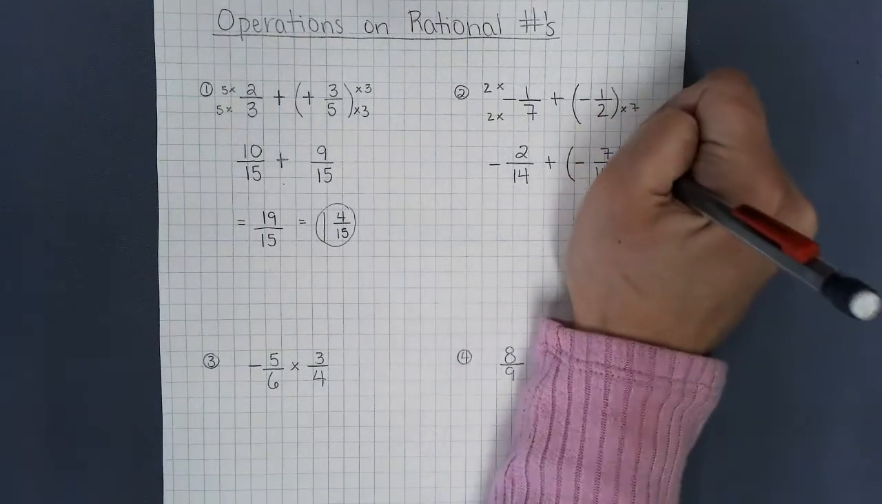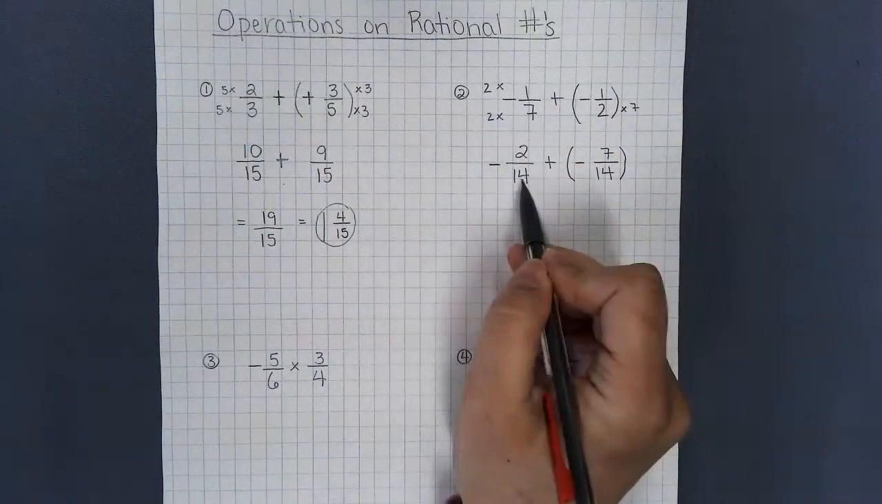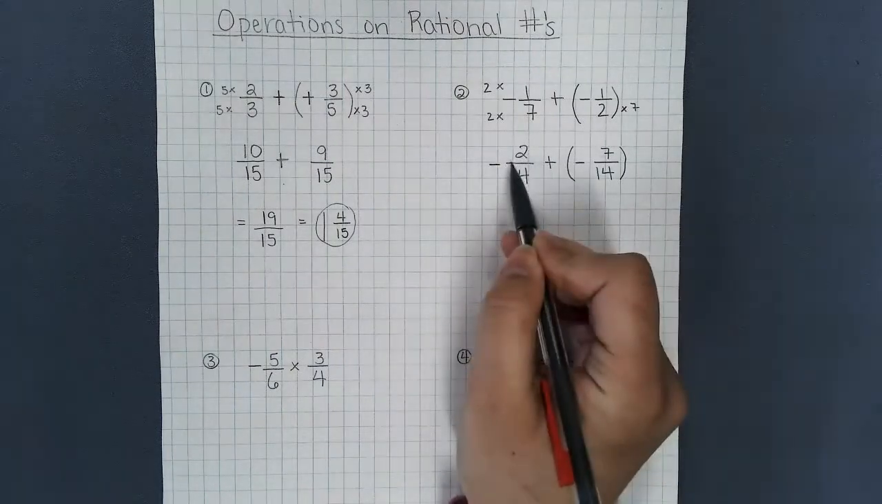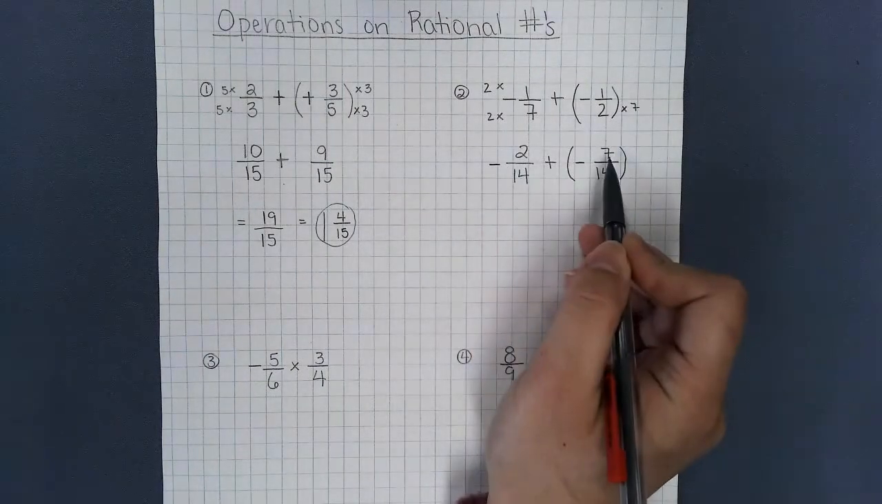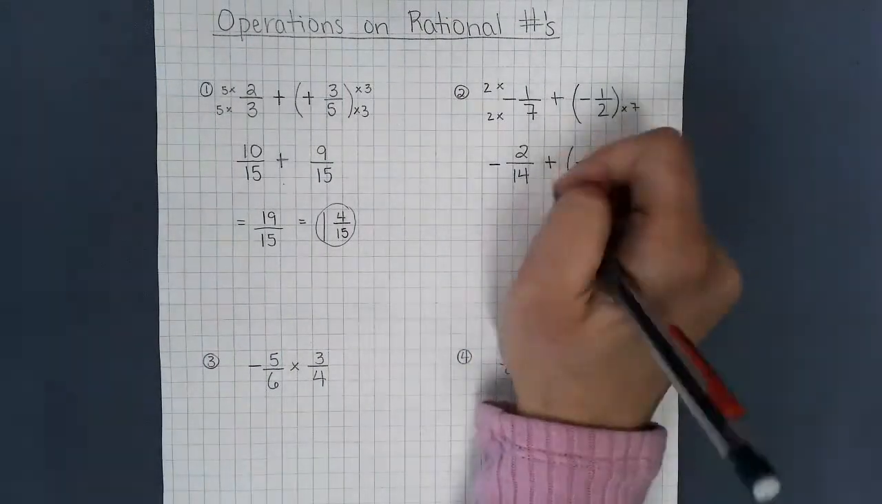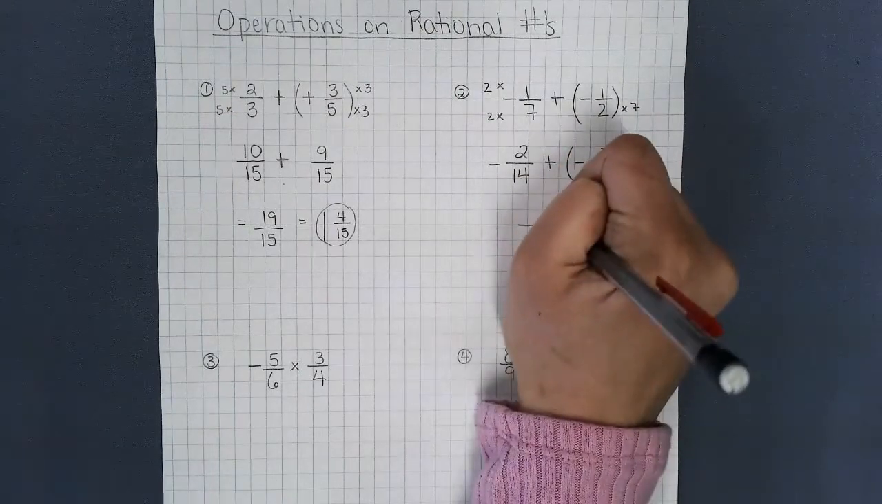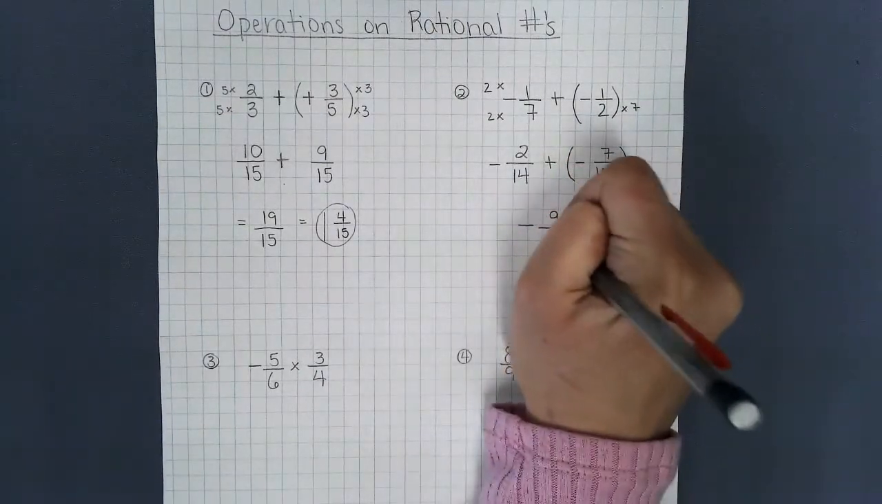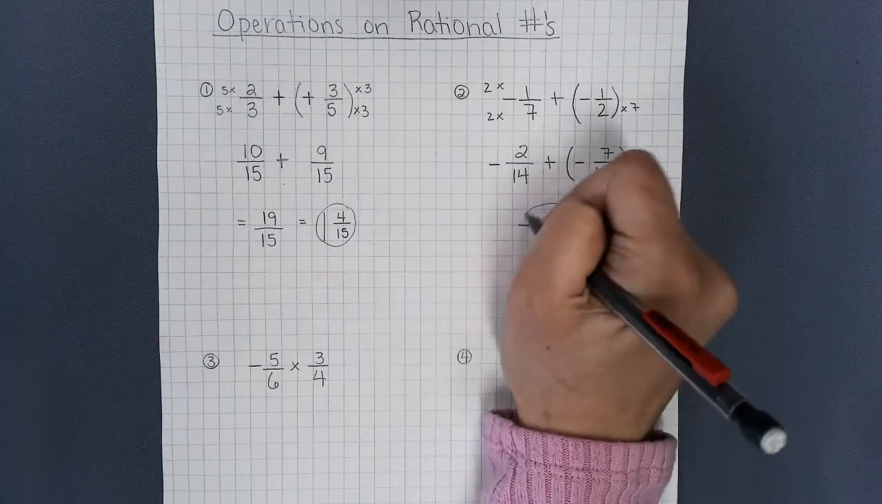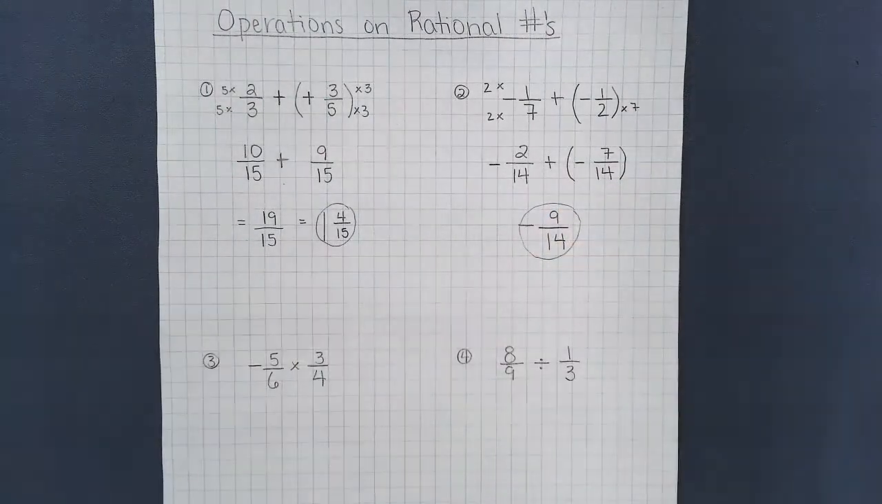There's my numerator. And now that I have the same denominator, I can put these two negative numbers together. So -2 and -7 equals a total of 9 negatives. So I have -9/14, and I don't believe I can simplify that anymore, so that is my final answer for number 2.